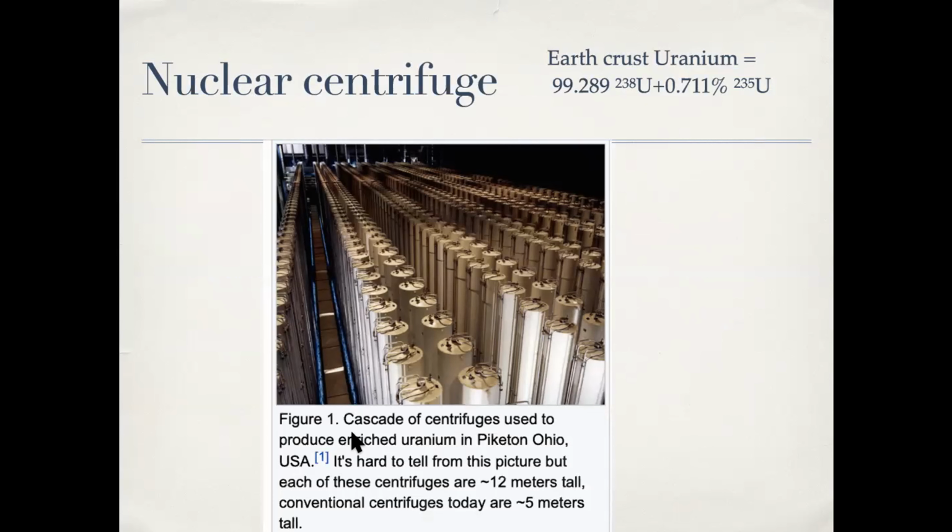And this is a photograph of a cascade of centrifuges, which are used to produce enriched uranium at Piketon, Ohio, in the United States. There are plenty of photographs on the internet about the same arrangements in the Iranian factories. But I mean, we don't know what is happening there. We know exactly what is happening in Piketon and in other places in the United States.